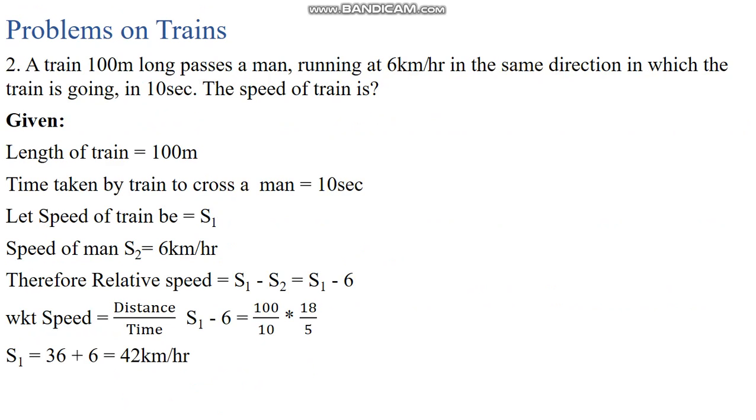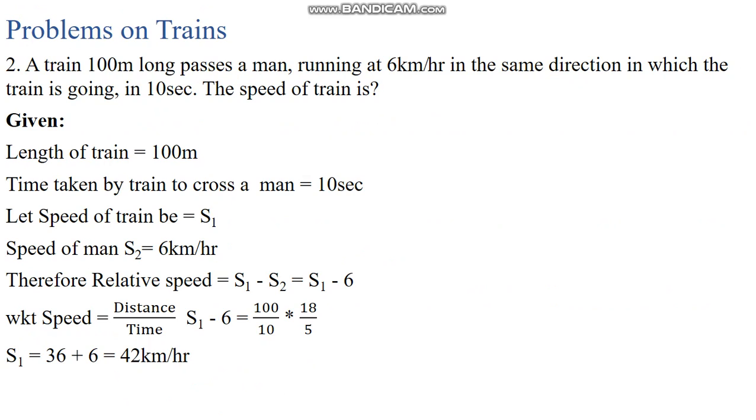Problem number 2. A train 100 meter long passes a man running at 6 kilometers per hour in the same direction in which the train is going in 10 seconds. The speed of the train is. In this problem, they have given the length of the train, which is 100 meter, and the time taken by the train to cross a man, which is 10 seconds.